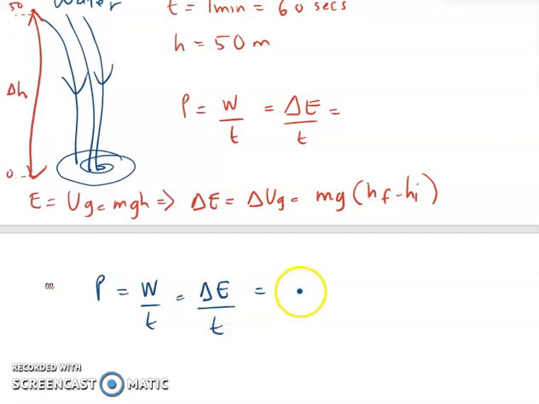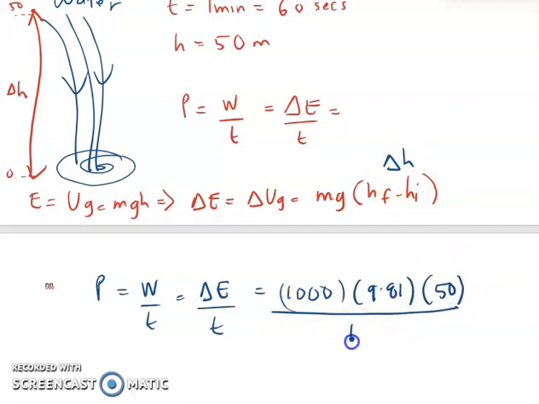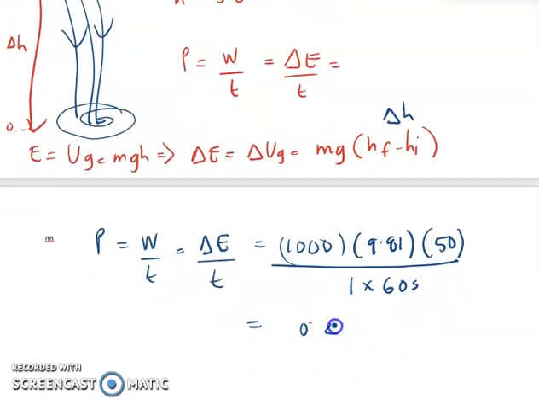That is 1000 kilogram. So now my P equals W over t, or change in energy over t. The change in energy is m, which is 1000 kilogram, g is 9.81, and our delta h is 50, right? And time is 1 minute. 1 minute is 60 seconds. So the answer to that is 8.175 times 10 to the 3 watt.